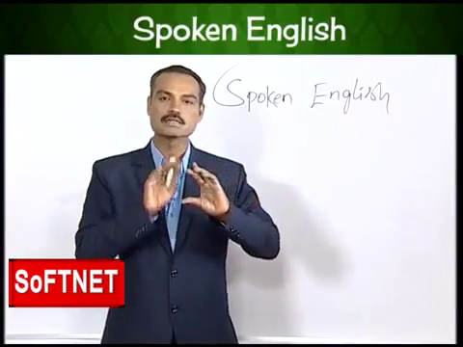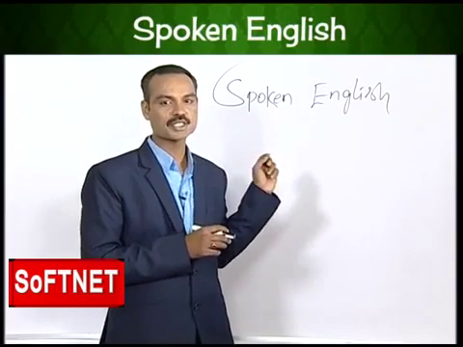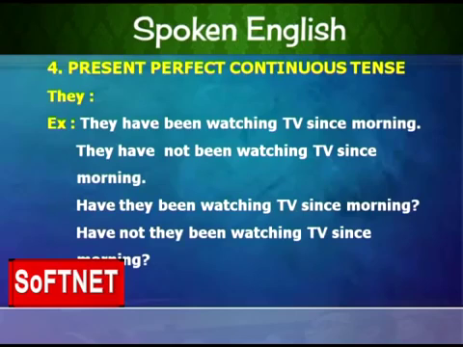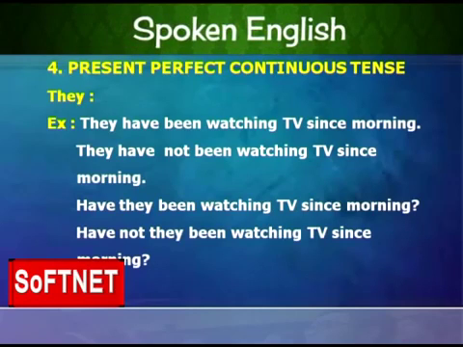First, let's learn these four types of sentences with one subject, that is they. They is the subject here. See in that slide, they have been watching TV since morning. This is a positive sentence. Next, negative. They have not been watching TV. Good. Interrogative.